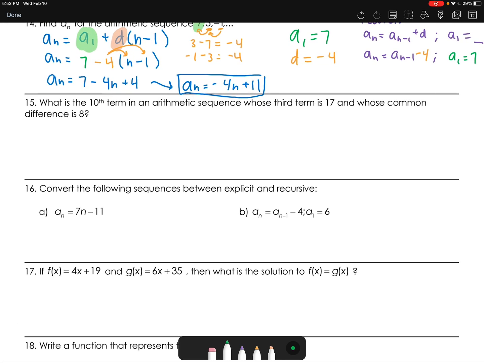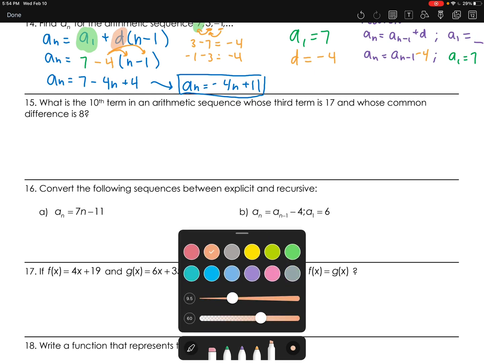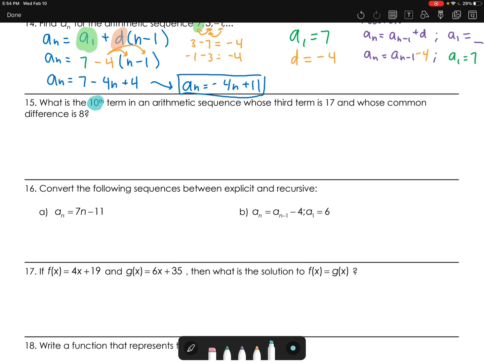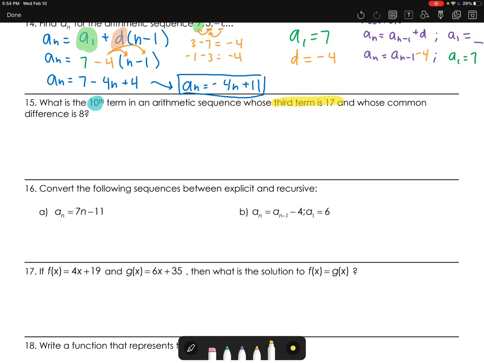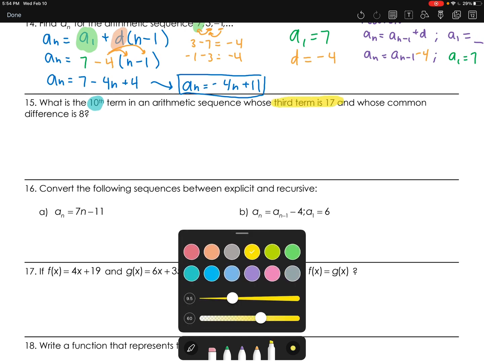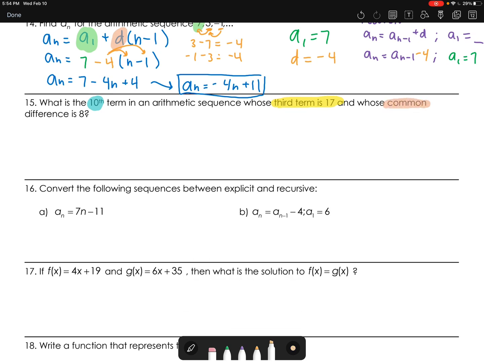Take a stab at 15 on your own. Honestly, if you want to try all of these, pause the video and come back. That would be awesome. So number 15, what is the 10th term in the arithmetic sequence whose third term is 17 and whose common difference is 8? Okay, this is a great question.